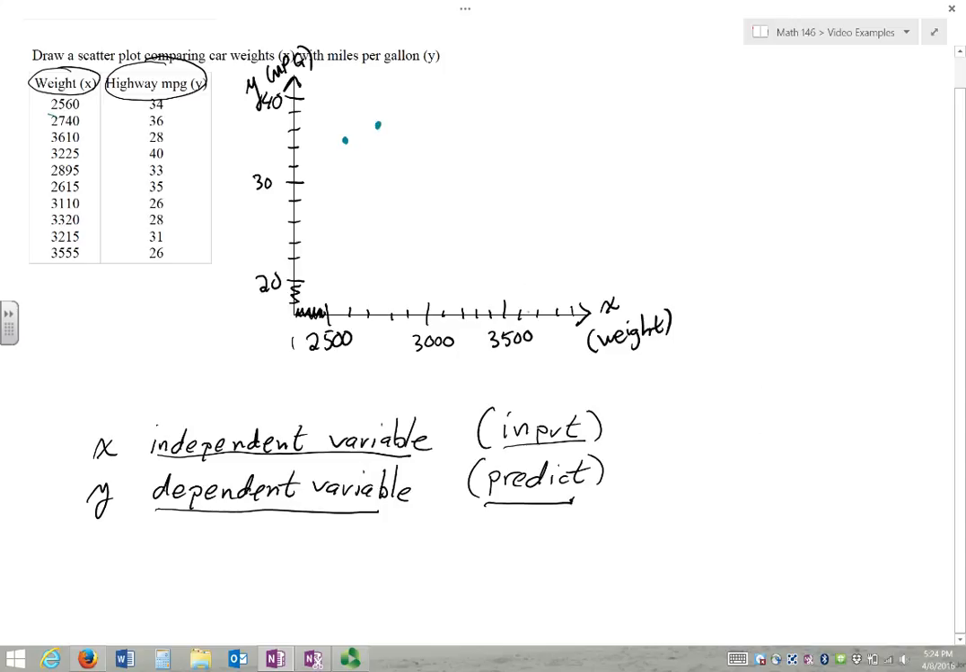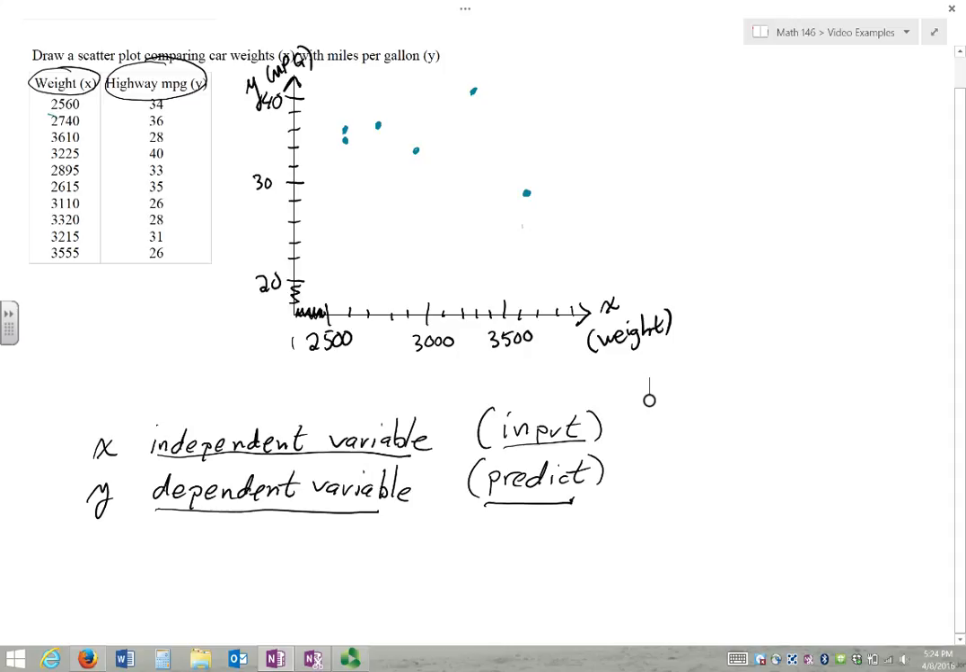3,610. So there's 3,600. 3,610 is just a little above that. Kind of eyeball it here. 28. 3,225. So there's 31, 32. Yeah, this will be a little bit approximate there. Okay, 2,895. Just about 2,900 for all intents and purposes, and it's going to be 33. 2,615, a little over 2,500, so that's going to be 35. That's going to be right about just above that first point there.